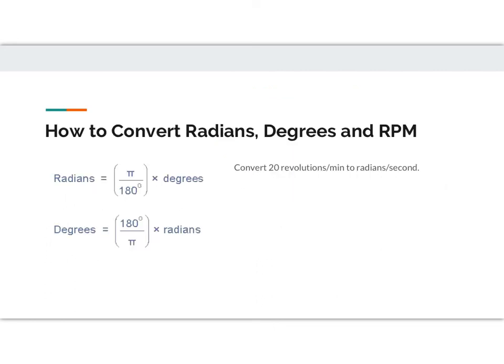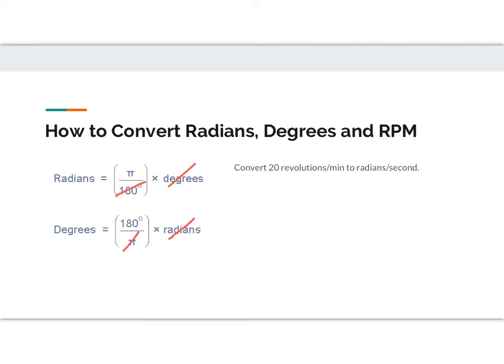All right, so just a reminder how to convert radians to degrees. For radians, I have pi over 180 times my degrees, so that these two cancel out and I have no units. Degrees is opposite, so I have 180 degrees over pi and radians, so these two will cancel out.